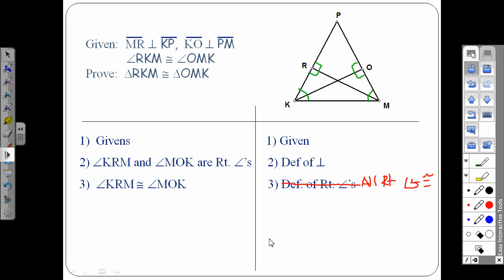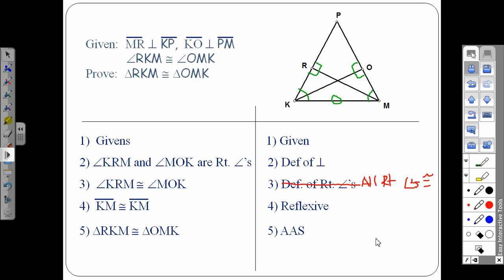And so now what we can say, since we have this angle and that angle, we've got this angle and that angle, all we need is this remaining side here, which we can use by reflexive property. Here we go. So let's put that in there. Now we have angle, angle, side, and we can prove the triangles are congruent.